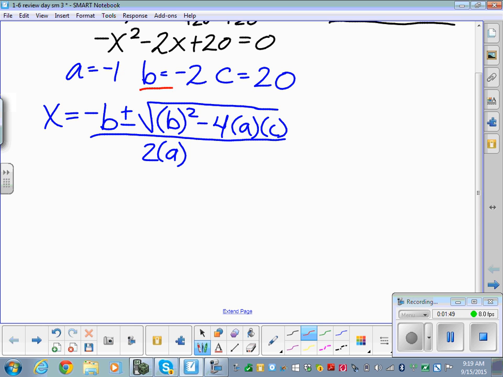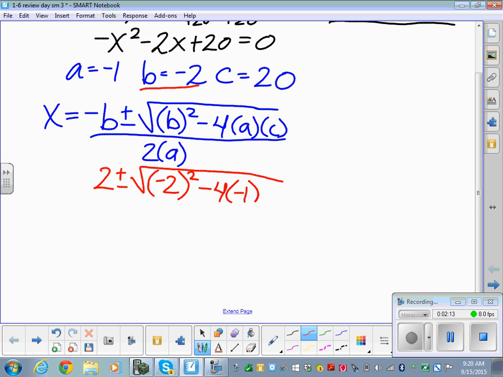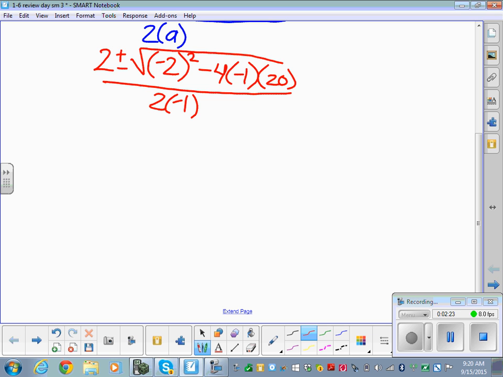So the opposite of b, the b was negative 2, so what's the opposite of b? Positive 2. Does everybody see how negative of negative 2 is positive 2? 2 plus or minus the square root of b squared. Now you should be watching because every single one of you needs this. So make sure you're watching. This is a good thing. I already know how to do this. No, you don't. Negative 2 squared minus 4 times a. A is negative 1 times c. C is 20. And that's all over 2 times a. So 2 times negative 1.